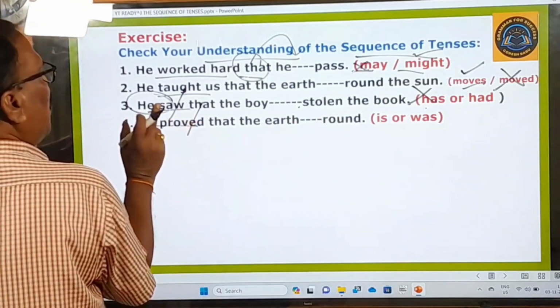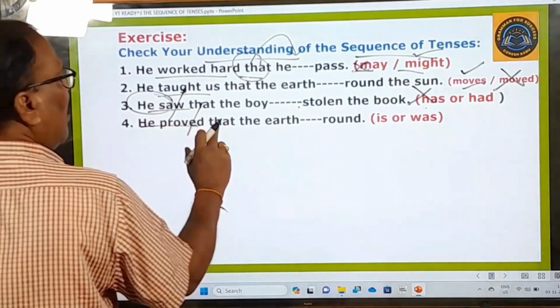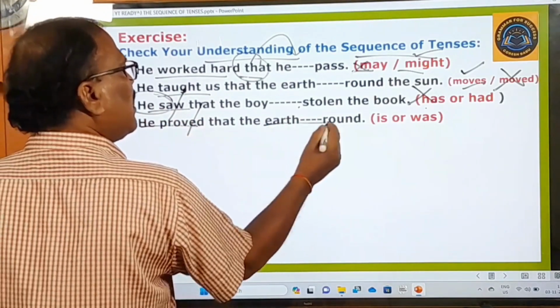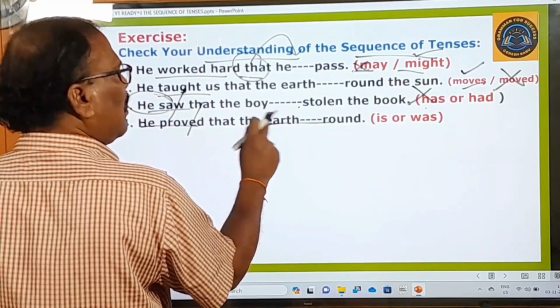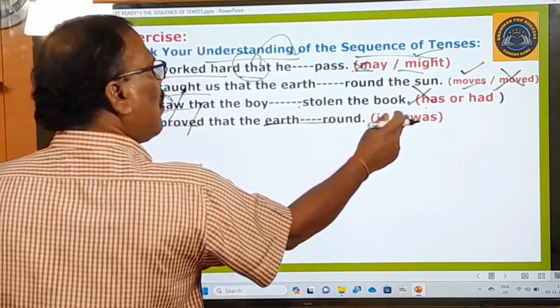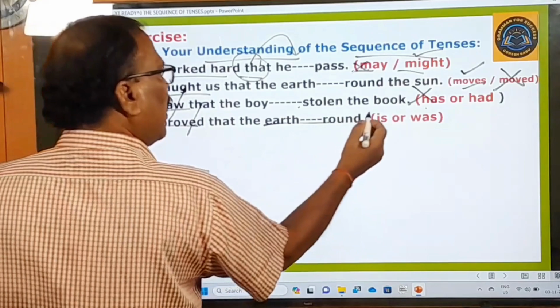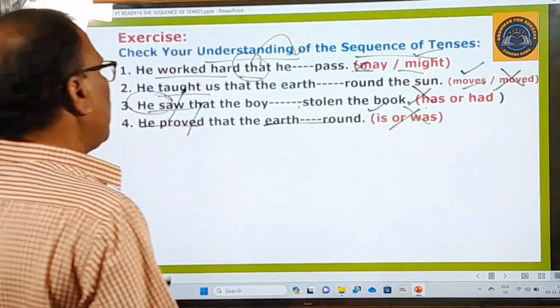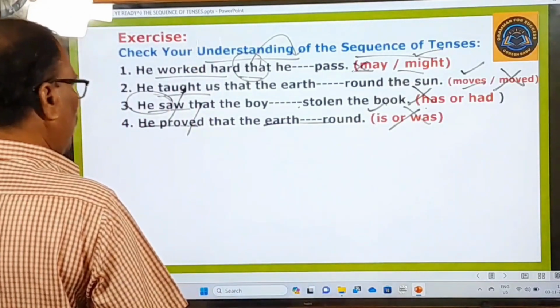Main clause is in the past tense, okay? And in the subordinate clause, there is indicated some universal truth. The earth ___ round. Is round or was round? What do you say? You have to say is round, not was round. That's why the earth is round. It's a universal truth, right?